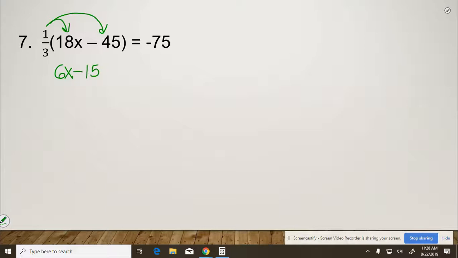I know that because 3 goes into 4 once with 1 left over, and 3 goes into 15 5 times. Then equals negative 75.